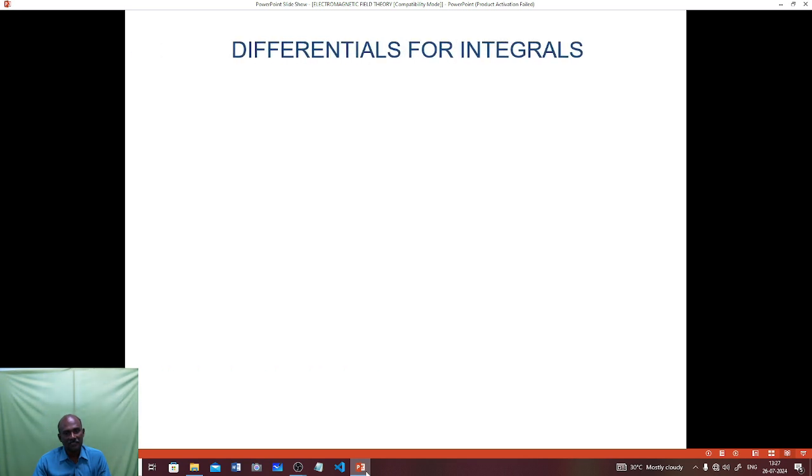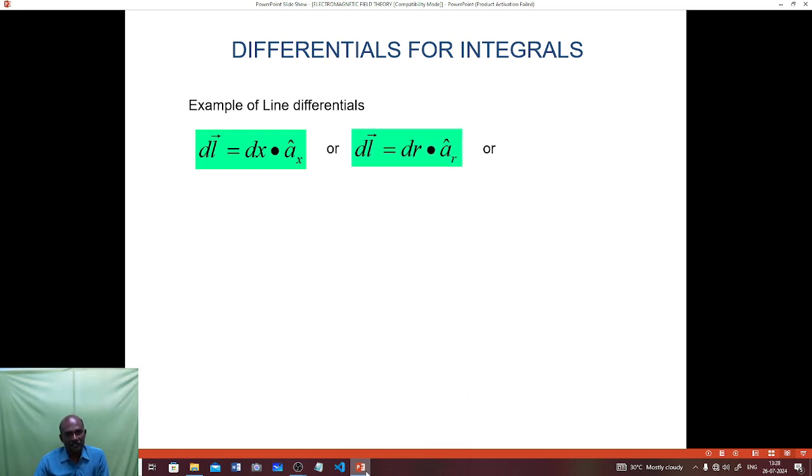Differentials for integrals. Examples for line differentials: dl equal to dx into ax, where dx is the small elemental length in the x-axis multiplied by the unit vector in the x-axis, that is ax, or dl equal to dr into ar, or dl equal to r d phi into a phi. So r d phi is the length parameter in cylindrical coordinates, with the unit vector a phi.